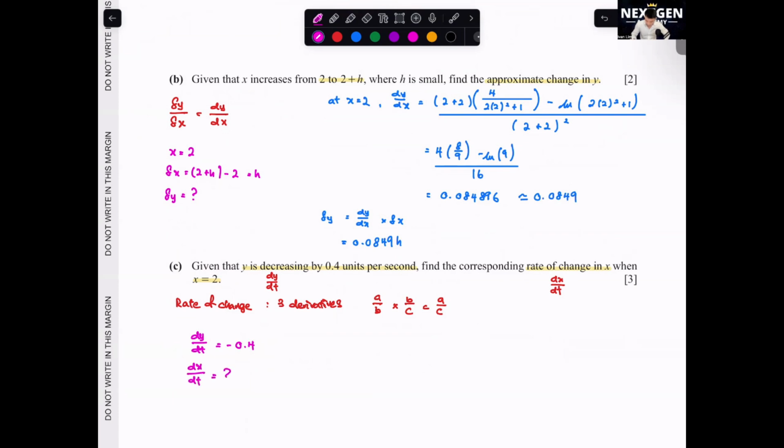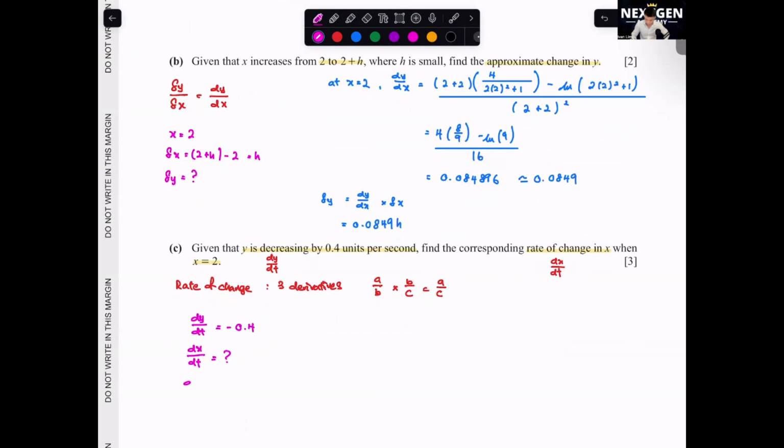We don't know what dx over dt is. Normally, when you have y, t and x, you get one more equation from the previous question: dy over dx, where x equals 2, which is 0.0849. Can we join these 3 equations with each other? Yes, we can construct it. We have dy over dx, dy over dt, and dx over dt. So this is what I'll do. Let dx over dt equal, we want the x to be above, so dx over dy multiplied by dy over dt. If dy over dx is 0.0849, we can just inverse it, which is 1 over 0.0849. What's dy over dt? Multiply by negative 0.4.